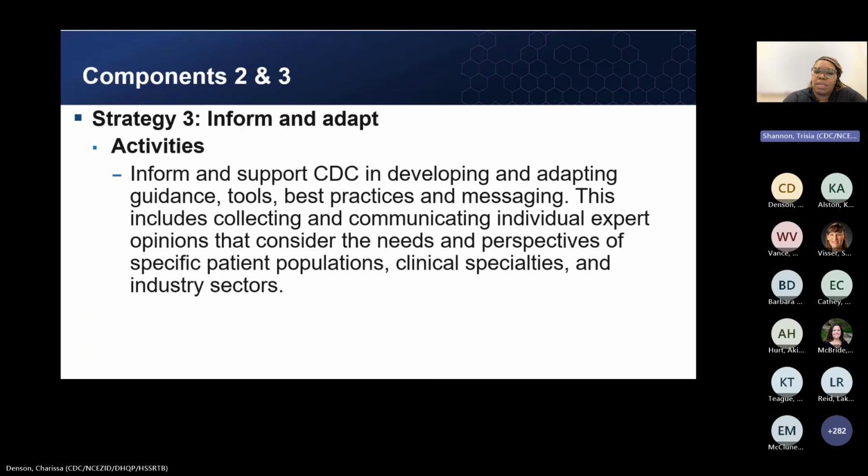Through this strategy, potential applicants will support CDC by gathering input from SMEs, professional communities, healthcare providers, clinicians, and other key stakeholders. This feedback will help CDC better understand needs, challenges, and perspectives of different patient populations, clinical specialties, and industry sectors. The goal is to use those insights to inform, develop, refine, and adapt guidance, tools, and practices and communication resources so they can be more effectively implemented in real-world settings. Next slide, please.